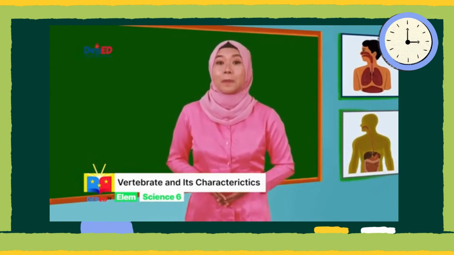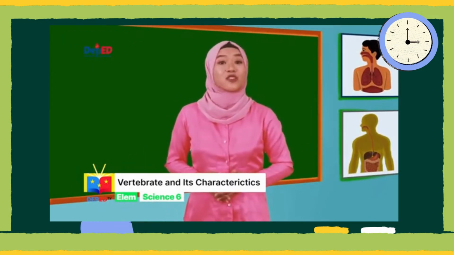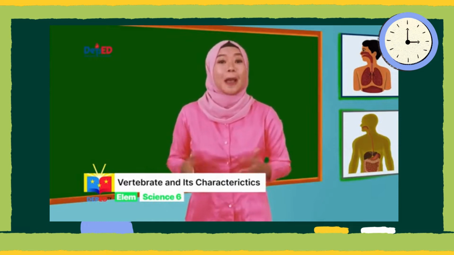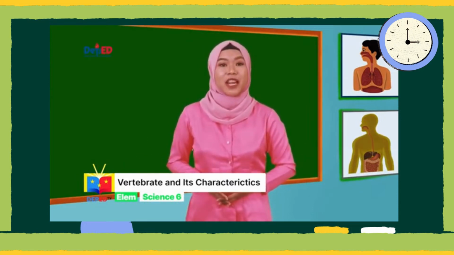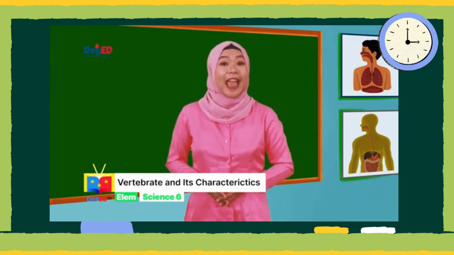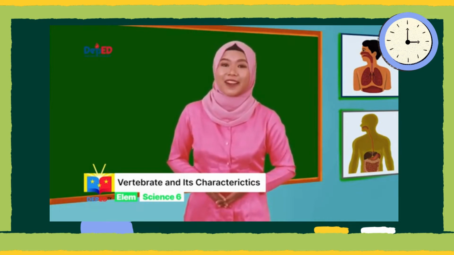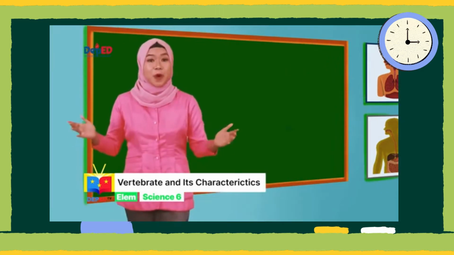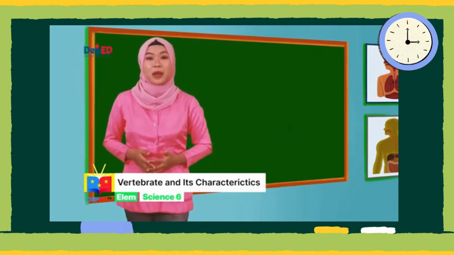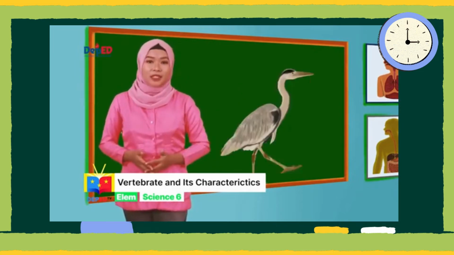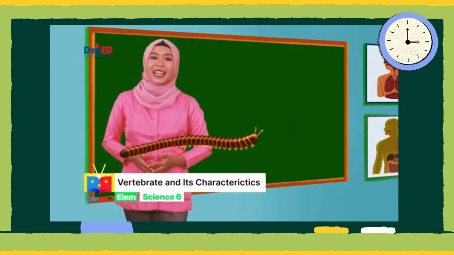Vertebrates are animals with backbones that give shape and support to their body. Bones are a predominant feature in the body of vertebrate animals that serve as protection of their internal organs. The presence of bones in the animal's body helps them to walk, jump, crawl, and swim.